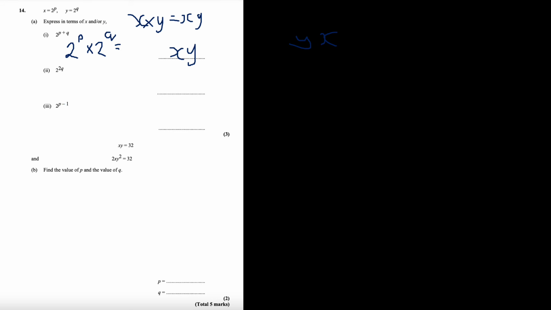Okay, next one. 2 to the 2q. So I can rewrite that as 2 to the q, all squared. Because when I have a power to another power, q times 2 is just 2q.